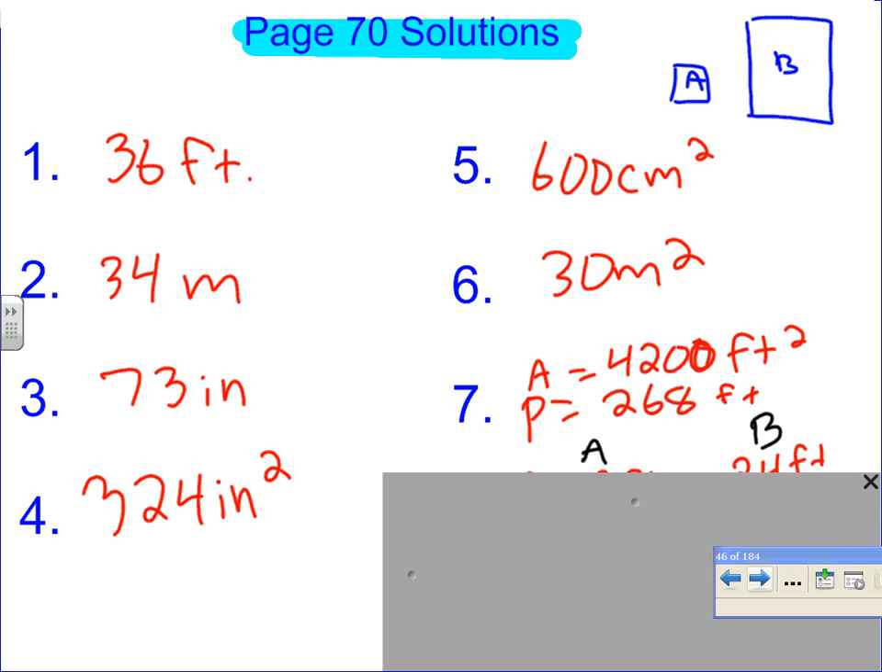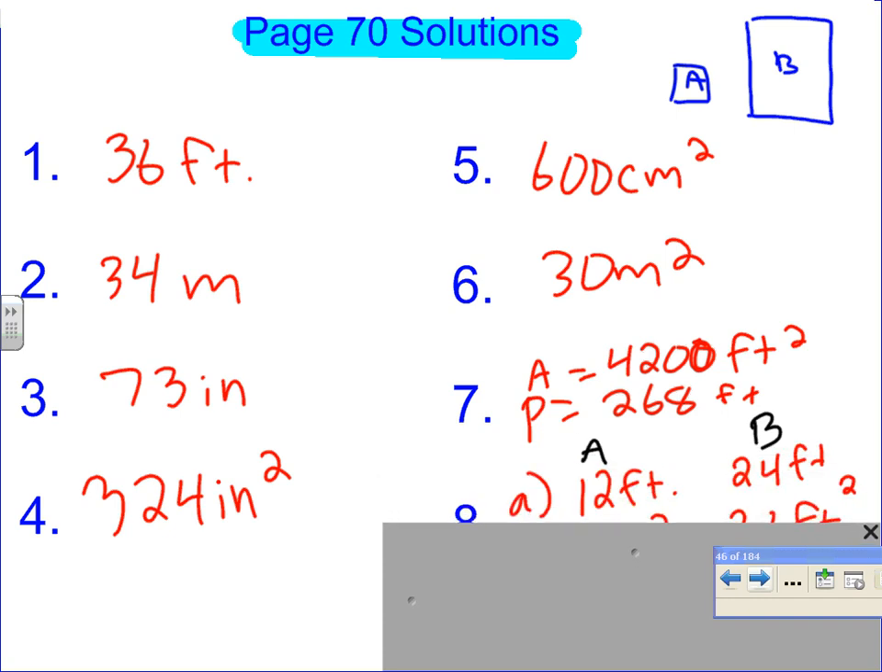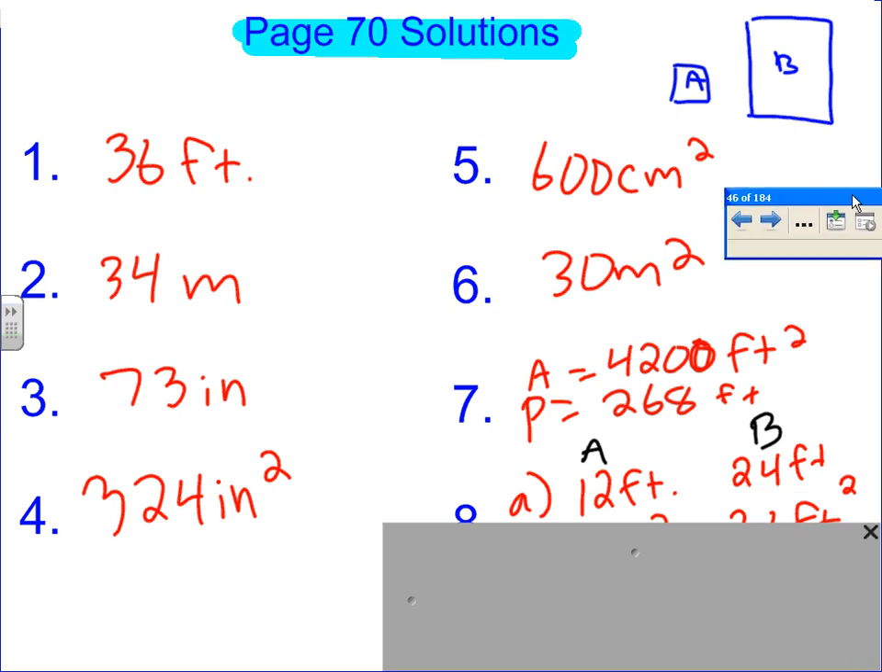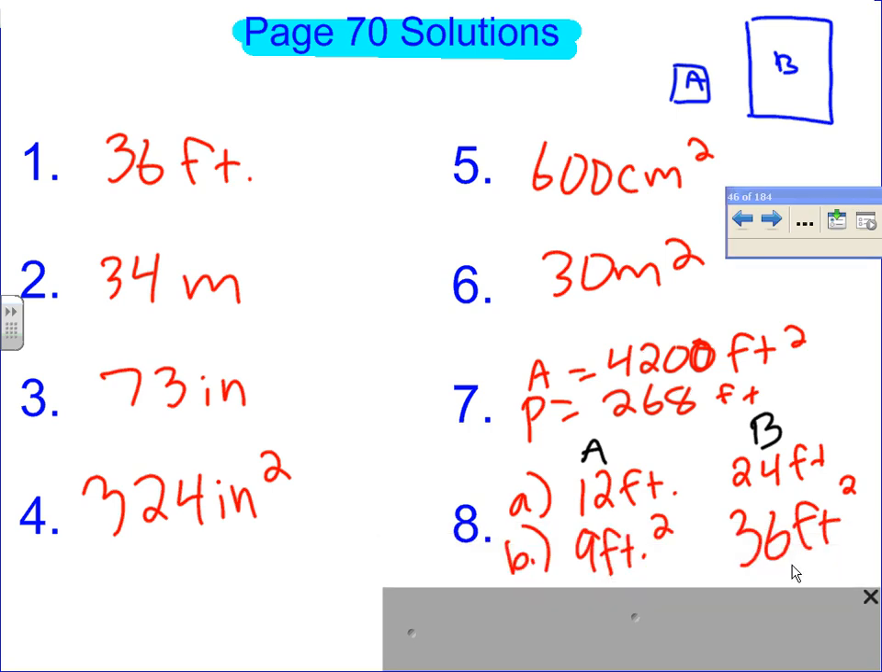Number 8A, square A is 12 feet. Square B is 24 feet. 8B, square A is 9 feet squared. Square B is 36 feet squared. So let me pause before we talk about C. Does anyone want to try to tell us how the perimeters are related?